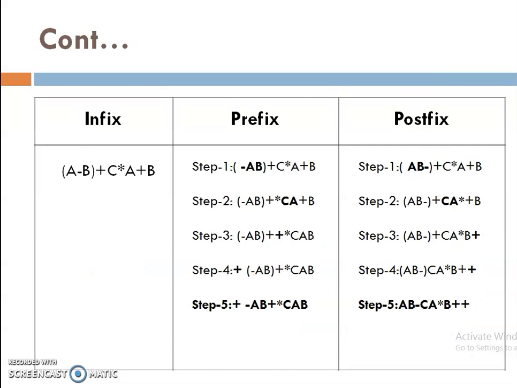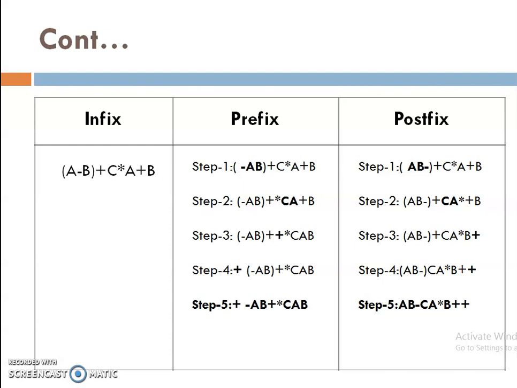Now solve another equation, A minus B plus C into A plus B. In this equation there are multiple operators. Now first check the priority of the symbols and then solve this equation. Now step number 1, solve the A minus B parentheses. Then for the prefix equation, it gives the result minus AB.